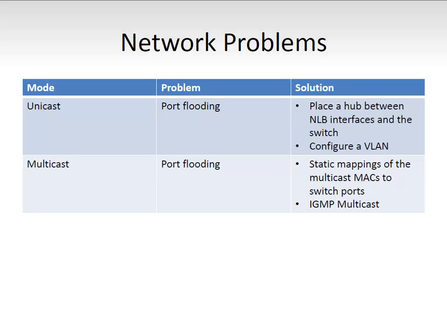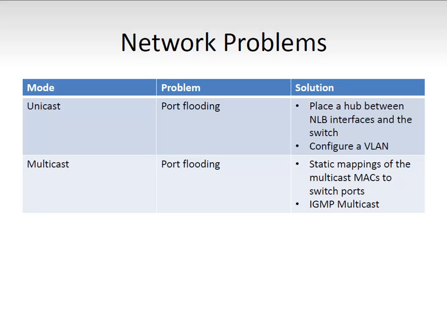Now, while this probably won't cause you problems in your test lab, this will almost certainly cause you problems in a production environment. The solution to this problem with unicast mode is either placing a hub between the NLB interfaces and the switch, so that all the traffic to that virtual MAC address has to go through the hub's MAC address first, and that allows the switch to associate it with a single port. Or you can look at configuring a VLAN, which will limit that port flooding traffic to only the ports associated with the network load balancing cluster.